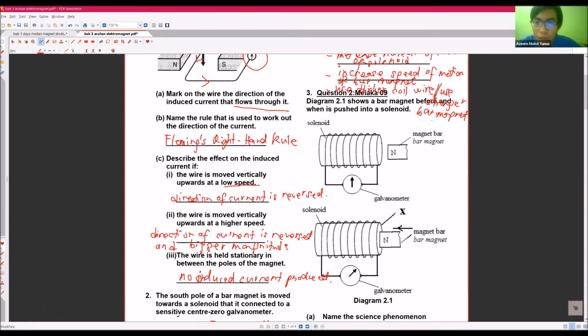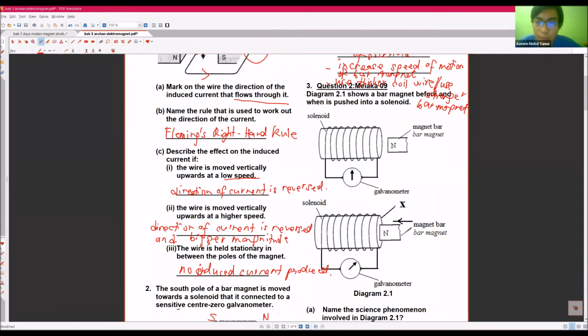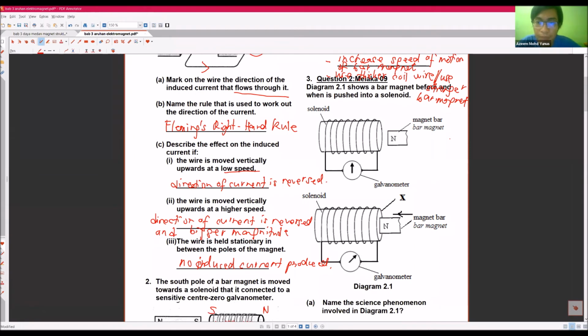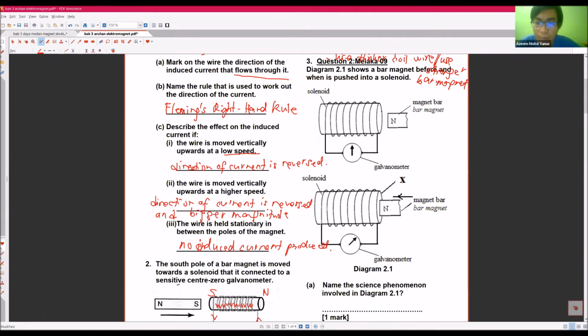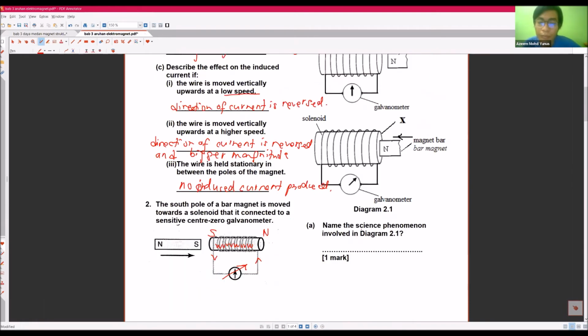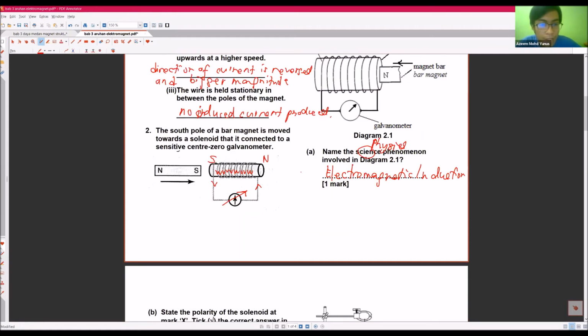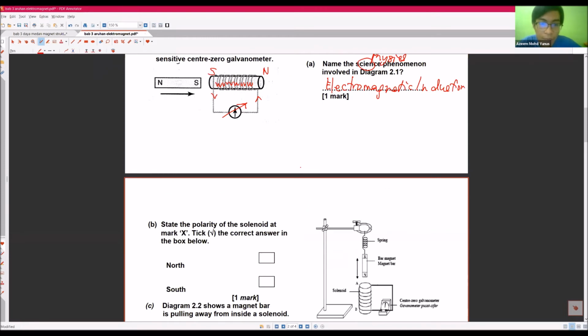Diagram 2.1 shows a bar magnet before and when it is pushed into a solenoid. So this is before, this is when it is pushed into the solenoid. Name the physics phenomenon. This is electromagnetic induction. Okay. State the polarity of the solenoid at mark X. Tick the correct answer in the box below.